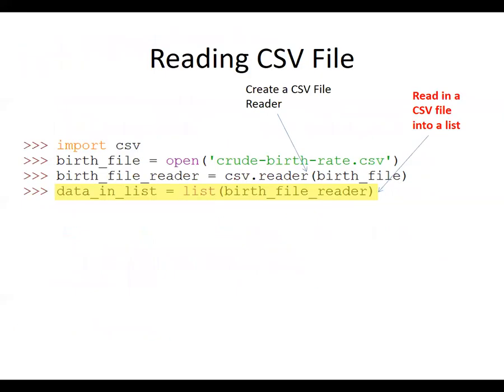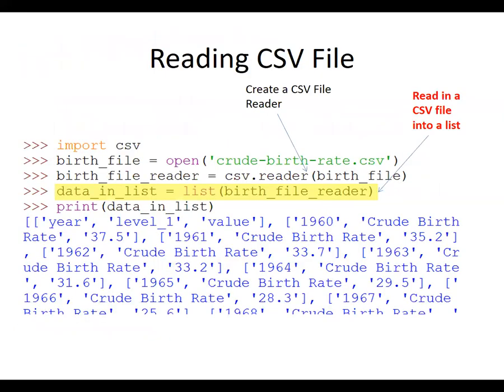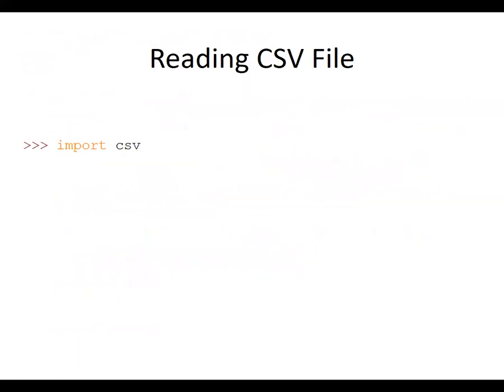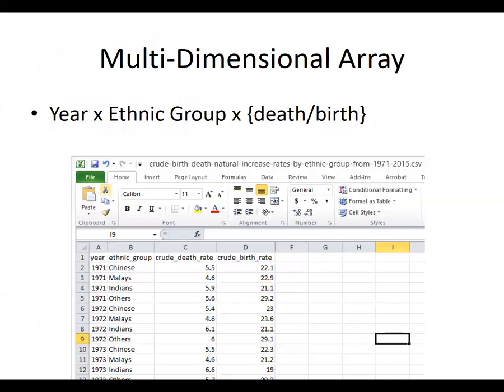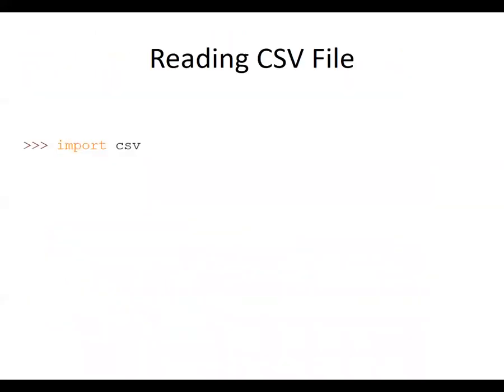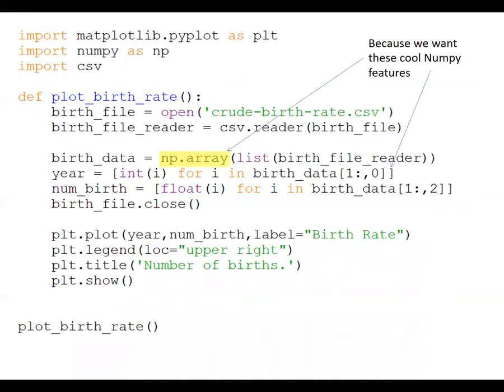Because your original file has a header, year, level 1 values, right? If you go to this file, you can see that the first row is actually the header. I want to skip that. And what are the years? The years are column 0, right? So I extract them here.